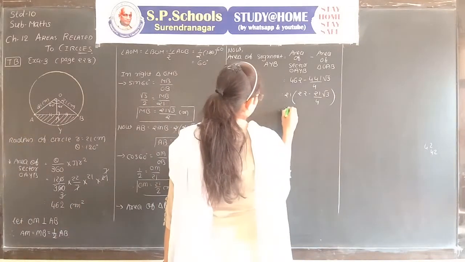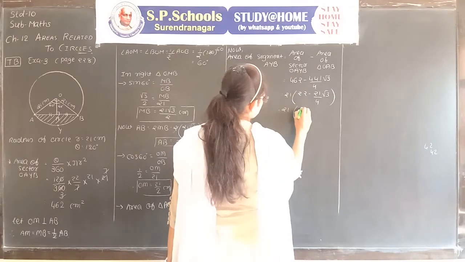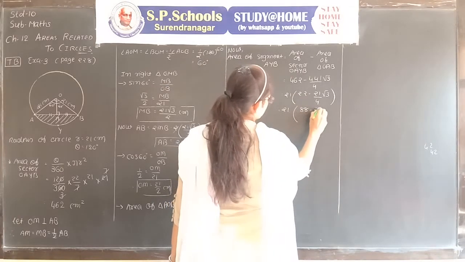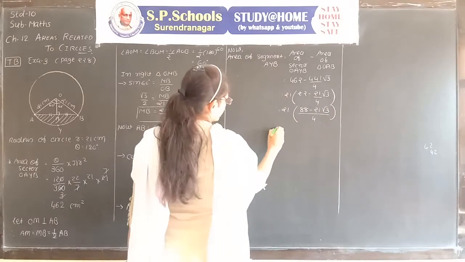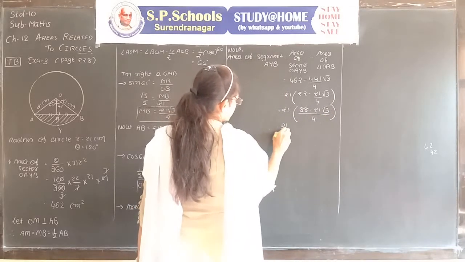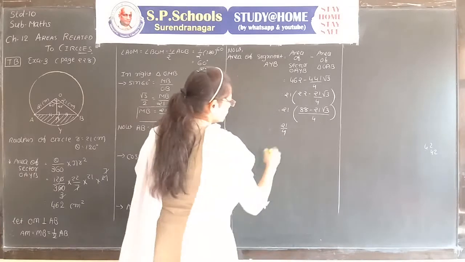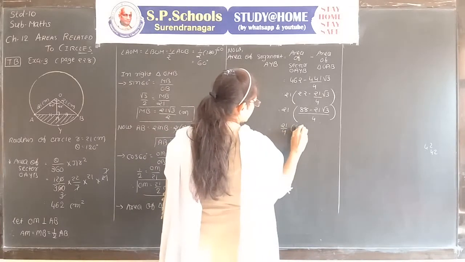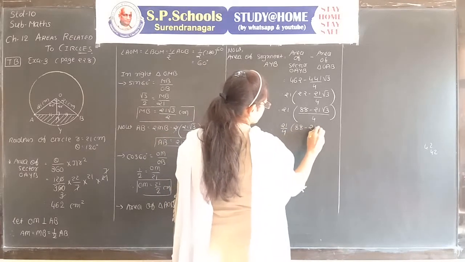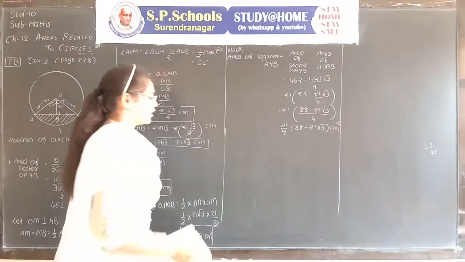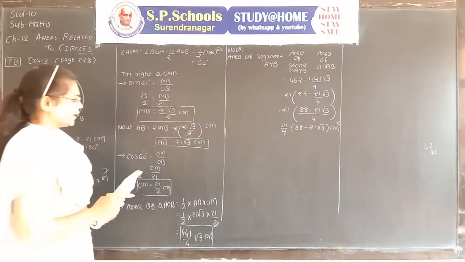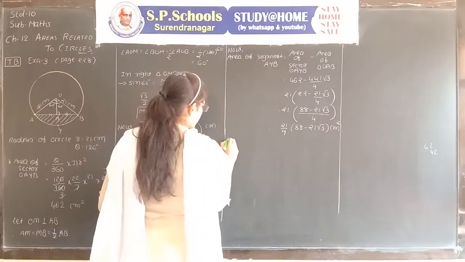Take LCM, 21 upon 22 4s are 88 minus 21 root 3 upon 4. Now take 4 as common in the denominator, 21 upon 4 into bracket 88 minus 21 root 3. Unit is centimeter square. It is our required area of segment.